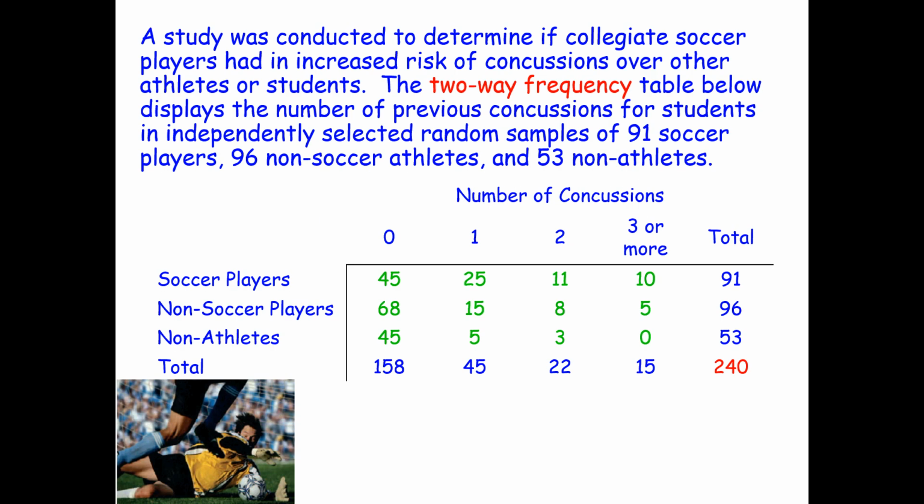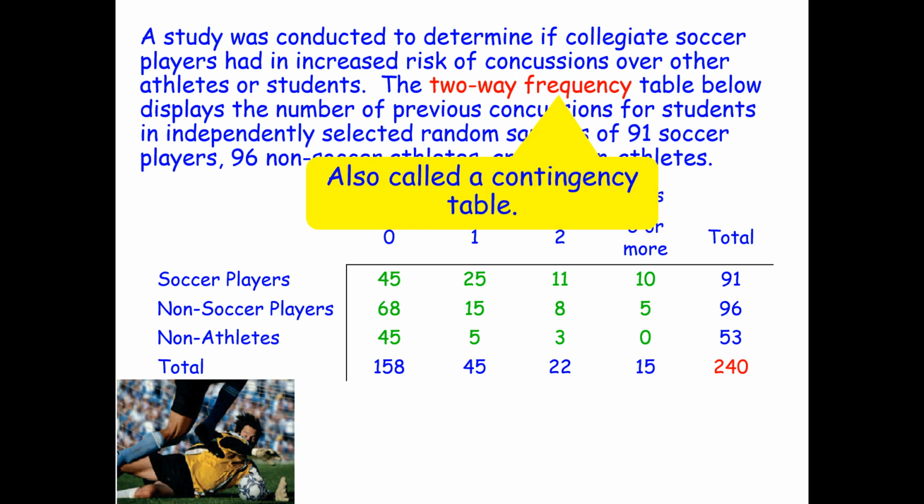A study was conducted to determine if collegiate soccer players had an increased risk of concussions over other athletes or students. The two-way frequency table below displays the number of previous concussions for students in independently selected random samples of 91 soccer players, 96 non-soccer athletes, and 53 non-athletes. This two-way frequency table is also called a contingency table.